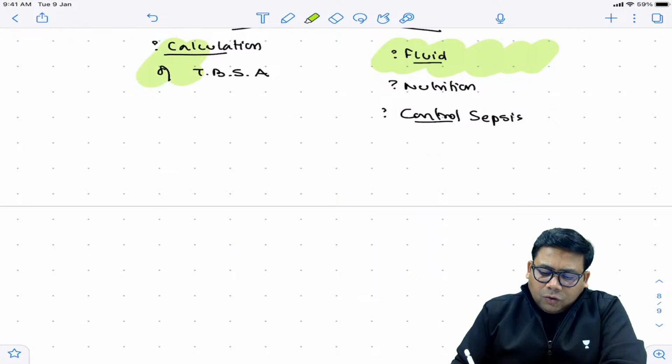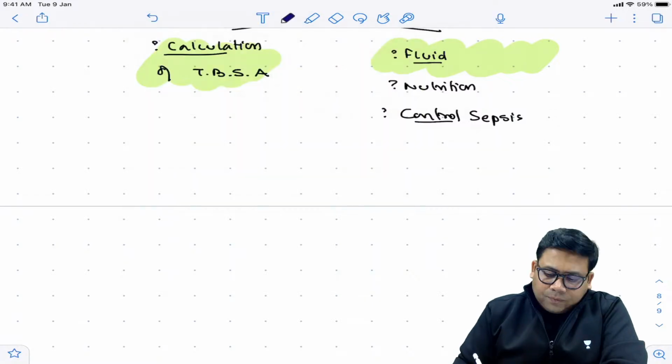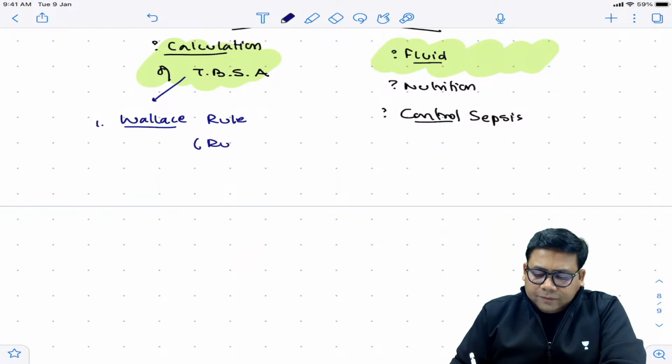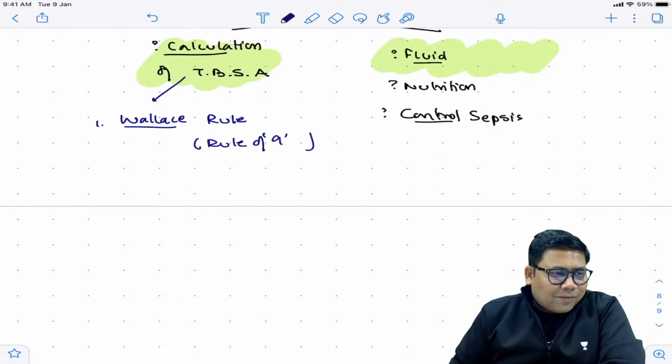Now you have a lot of formulas, but we don't use any of them. The standard formula that we use is Wallace rule. So Wallace rule is what we classically use. This is also known as rule of 9. Why is it the standard thing that is used? Because you can recall it anytime you want.